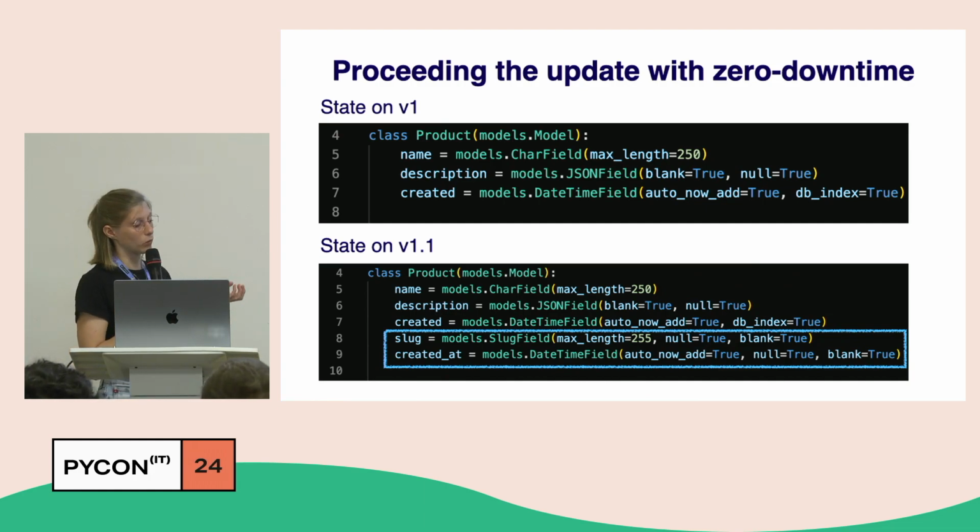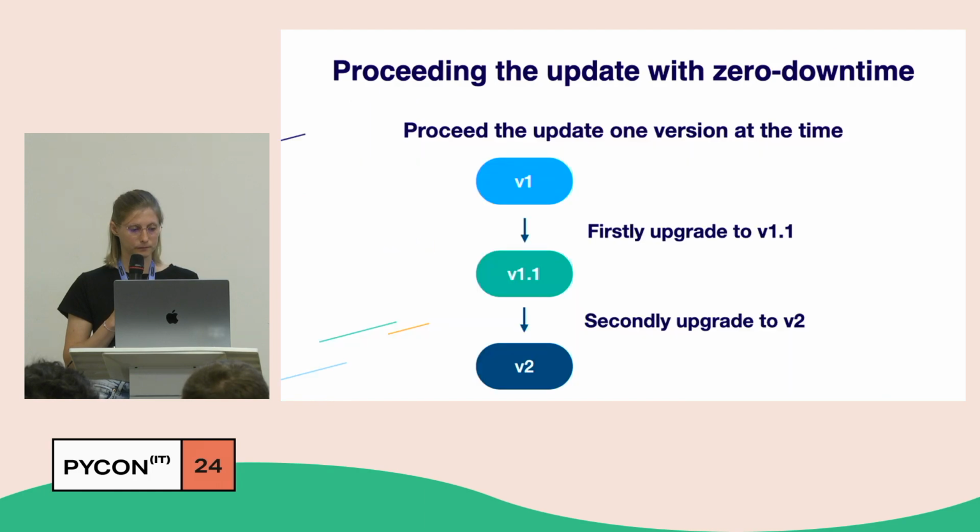So in our example, on version v11, we will have two new label fields, Slack and created add. And next, we need to upgrade firstly to this minor version that will be our transition state, and then to the target version. So firstly, we need to switch from version v1 to v11, and then from v11 to v2. And upgrade through this version v11 is crucial.